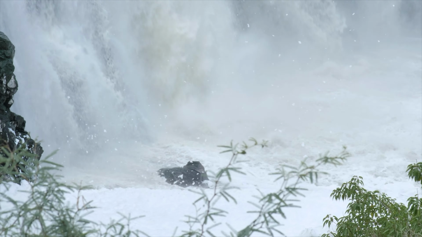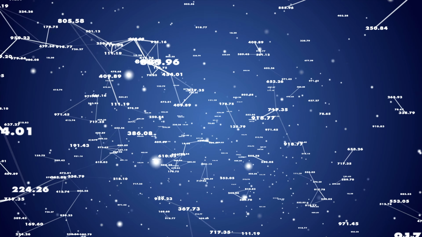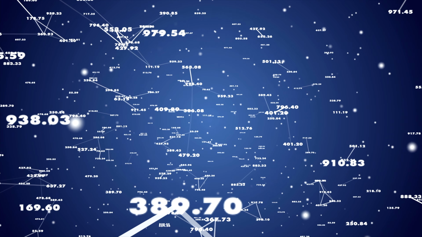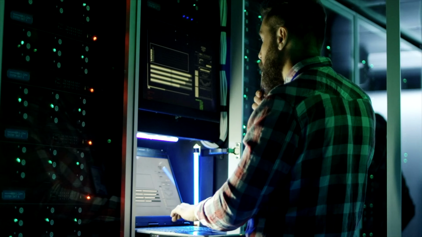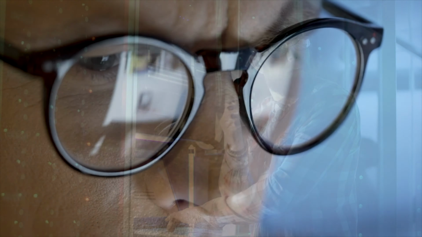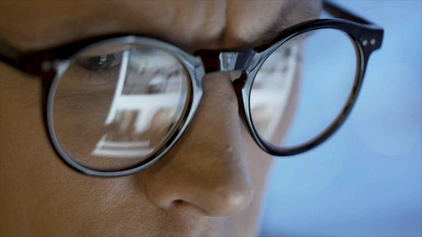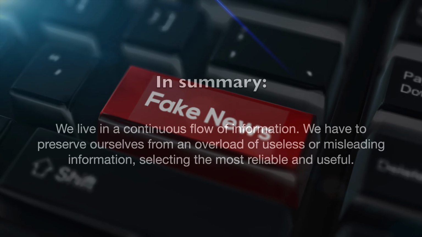Since we are living in a continuous flow of information, we must know which are the most accurate, reliable and important ones for us, preserving ourselves from an overload of useless or misleading information. Otherwise, we lose control over the flood of information that comes to us every day from technological tools of all kinds. In the uninterrupted cascade of information, misinformation and fake news, we need to find that tiny piece of useful information without being overwhelmed or lost in the vortex of uselessness and nonsense.